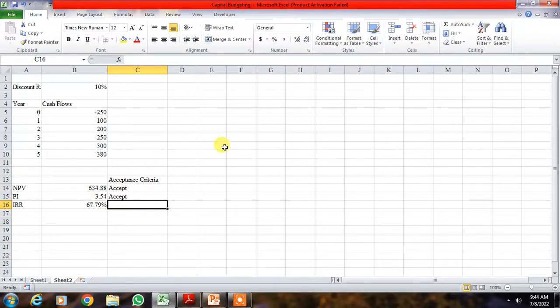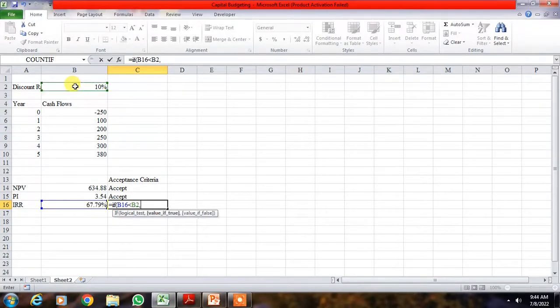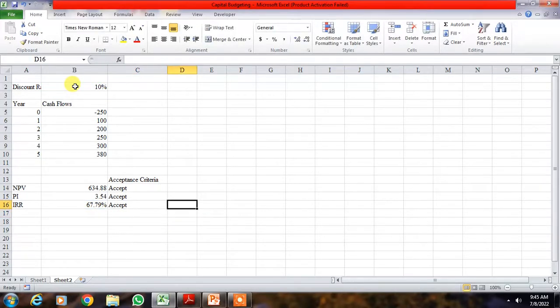The criterion for the IRR is: if this value is less than the discount rate, then you are supposed to reject it, otherwise accept it. So you can see that the three methods show that this project is acceptable.